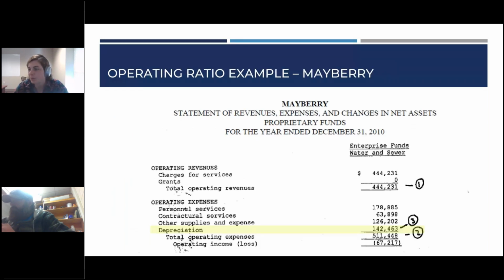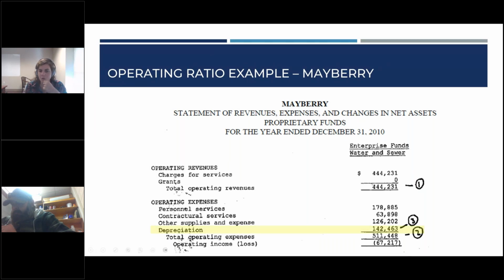All right, so we're moving into the math portion, just doing the operating ratio right here. So this is the statement of revenues, expenses, and changes in net assets for a town that is not actually called Mayberry, but it is a town that we've done technical assistance with in the past that we've just named Mayberry. And what you can see on here are a few things called out. You've got numbers 1, 2, and 3 here.